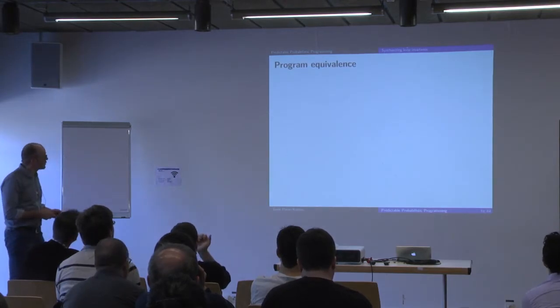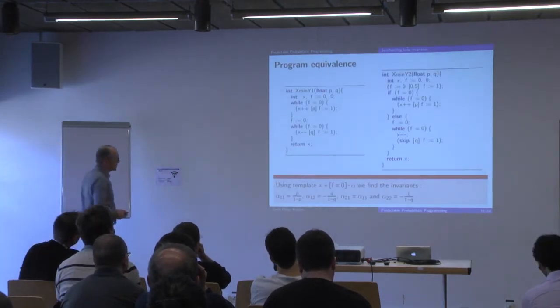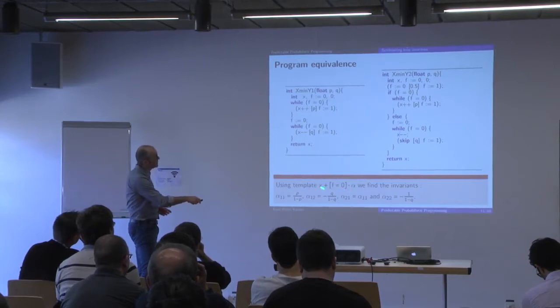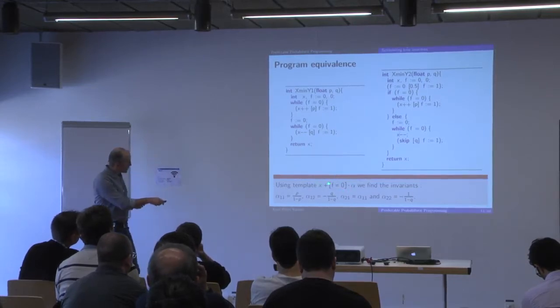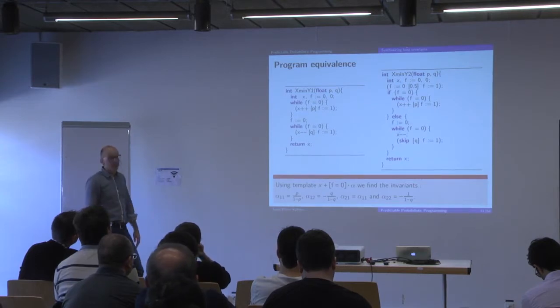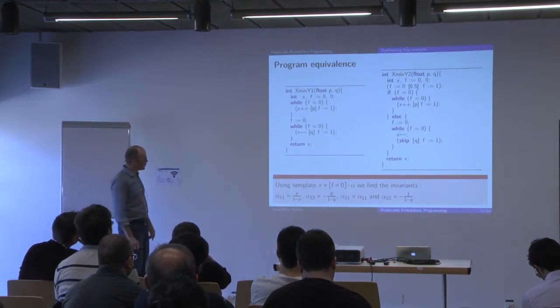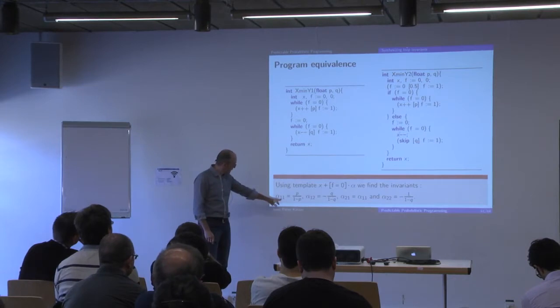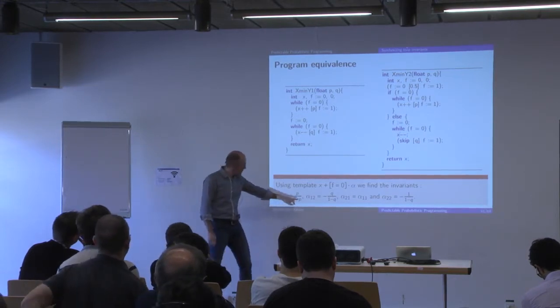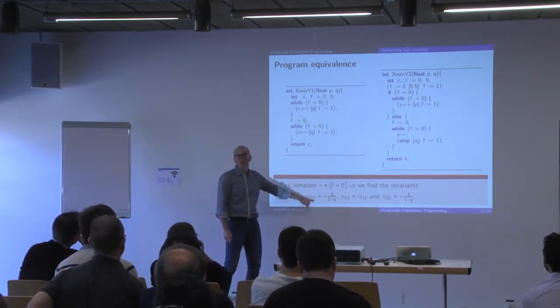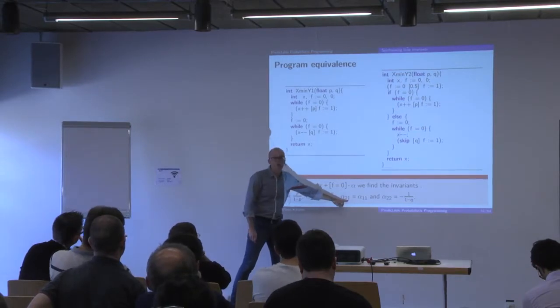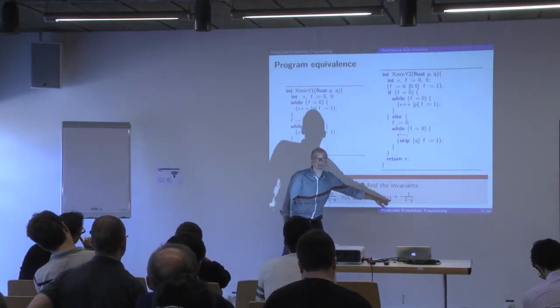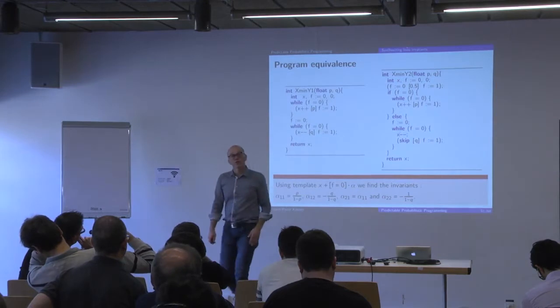And now how to do this for this example. These were the two programs. You can plug in a template, for instance, x plus f is 0 times alpha. And now you can put this template into the tool, and it will find for you that this means the left program, the first loop. This means the left program, the second loop. Right program, first loop. Right program, second loop. It will synthesize for you the values.